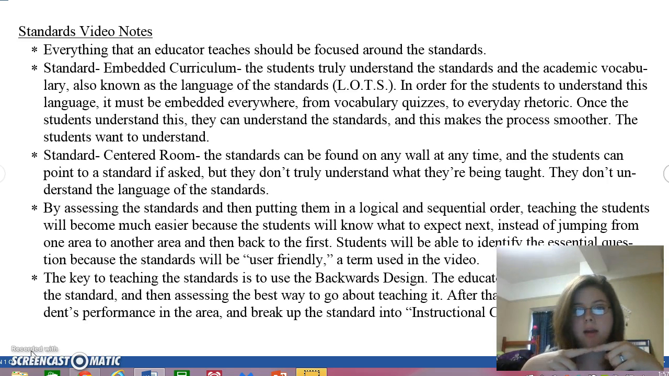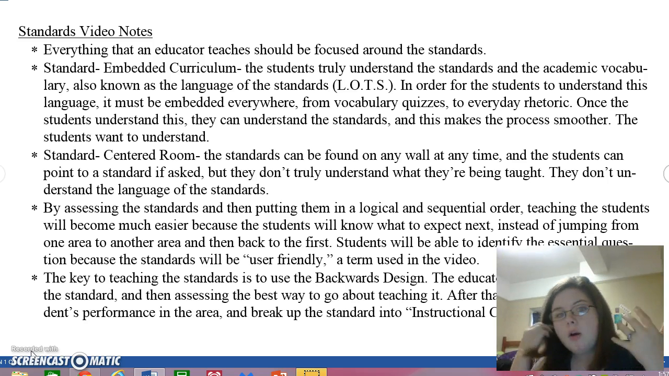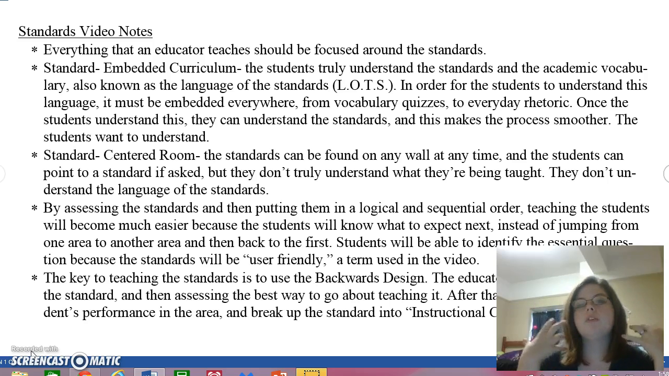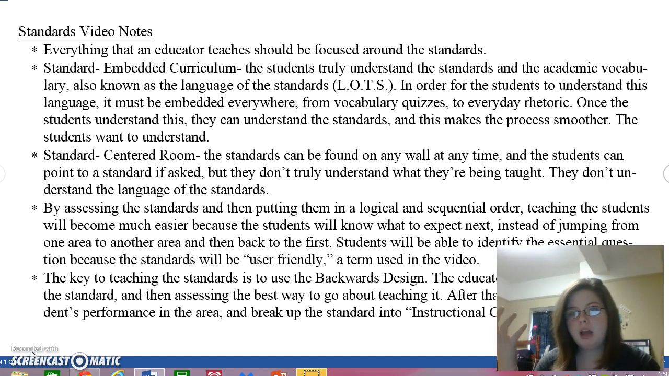Standard embedded is when the student truly understands the standards and the academic vocabulary, which is also known as the language of the standards, or LOTS. And in order for the students to understand this, it has to be everywhere, from vocabulary quizzes to everyday rhetoric. Whenever you speak, you have to speak those words. That way it starts to get into their mind and they start to understand it and they can find it anywhere. And then once they understand this, they can understand the standards. And this makes teaching them the standards much easier because the students want to understand. They don't want to be confused.